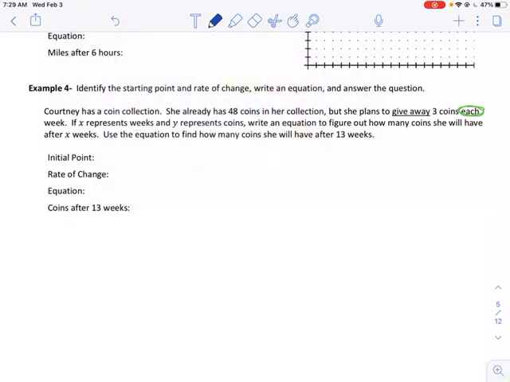So I'm going to change back to blue here. Our initial point, it doesn't say "starts with" or anything like that, or it doesn't say "initial" in our problem. However, the earliest thing that we know about is that she has 48 coins in her collection. And then after that, she's going to give away coins, and that's when we're going to start doing our math. So our initial point is going to be 48 coins. The initial point is usually the point where you start doing math in the situation, if that makes any sense.